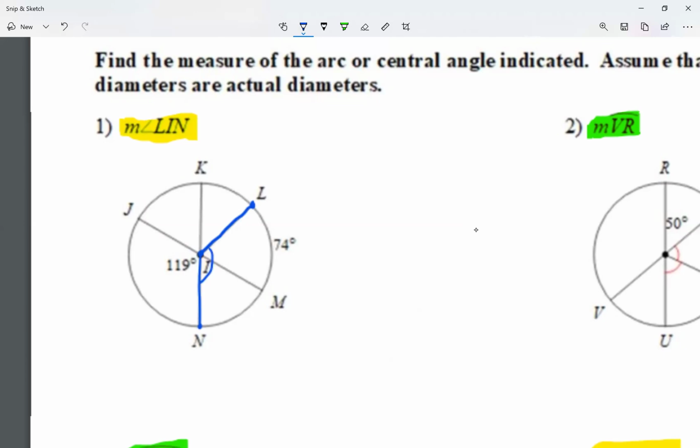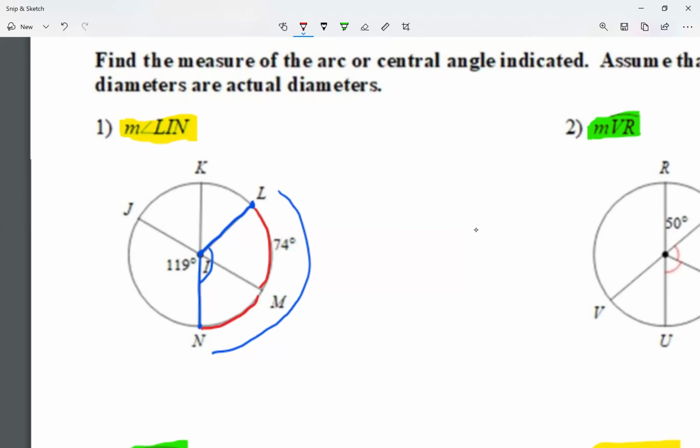Now that angle creates this arc. If I knew the arc, then I would know the angle, right? Because it's the same thing. Now I see part of the arc is 74. From L to M, the arc LM is 74. Let me highlight. The arc LM is 74. Now it would be nice if I knew the arc MN.